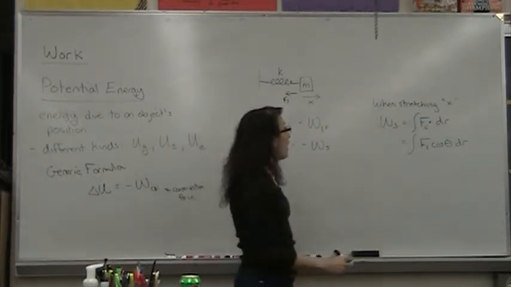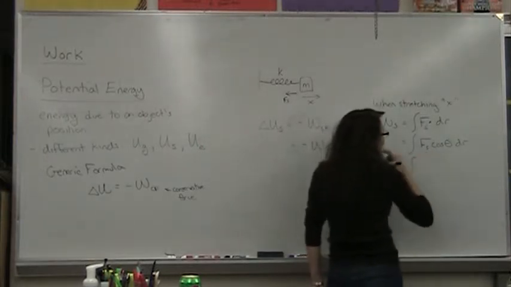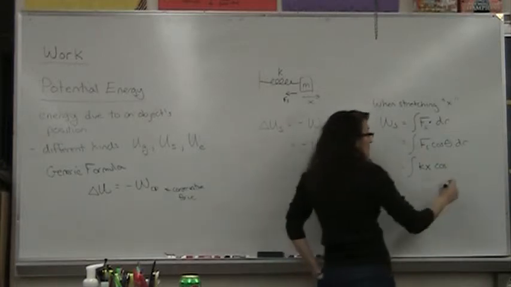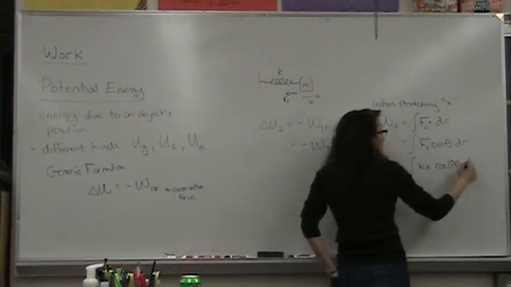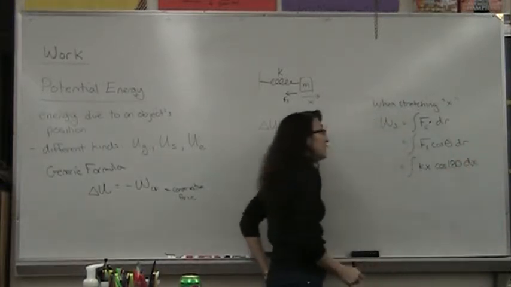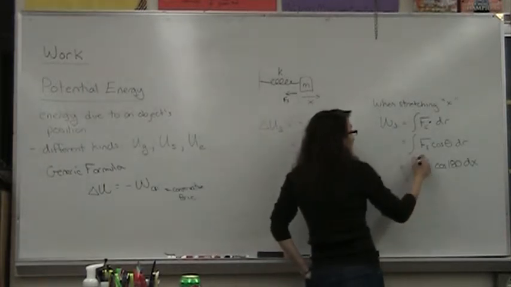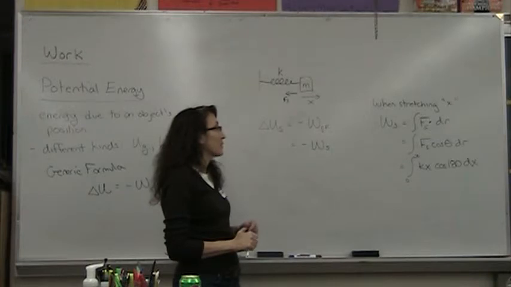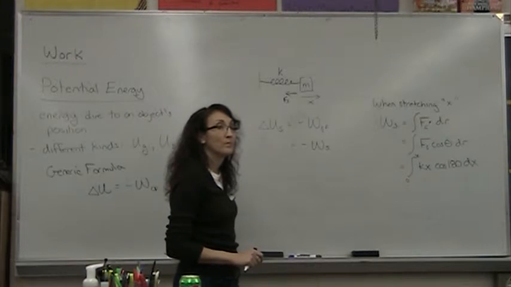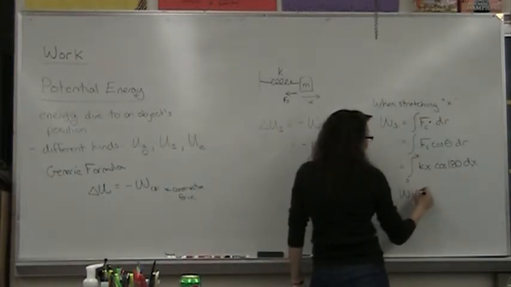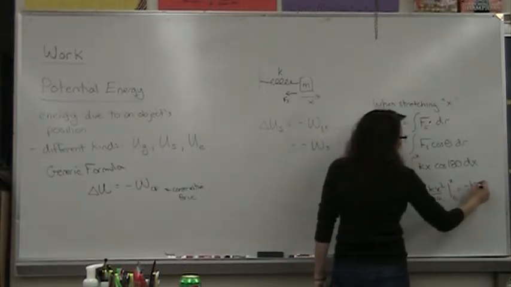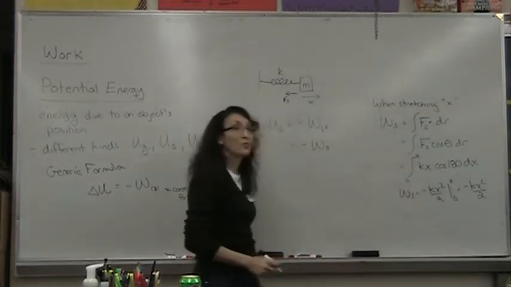So I can plug into this. The spring force is going to be kx. And what's the angle going to be? 180. And again, we don't care about dr, we're going to just call it dx, and we're going to go from 0 to x. So what do I get for the work done by the spring when I stretched it? The work done by the spring is going to be negative kx squared over 2 from 0 to x, which is just, obviously, negative kx squared over 2.